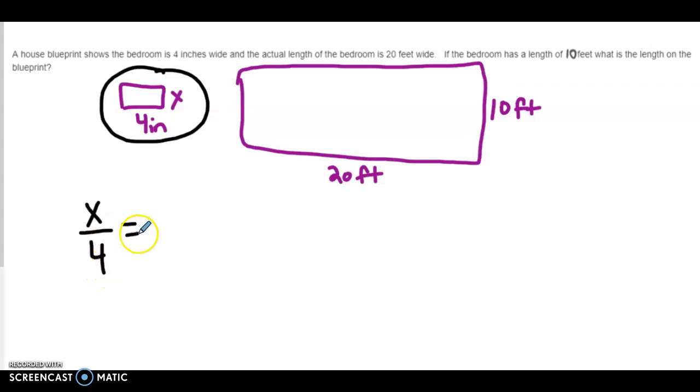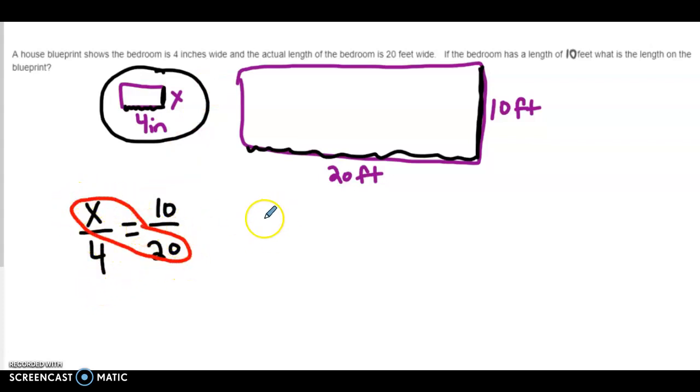Okay, now when I set up my second fraction, I just have to make sure the sides match up. So I have to ask myself, which side goes with x on the big room? And it would be this one. Those sides are proportional. So I have to use 10 on top of my fraction. And then I look over here at the 4, that was the width. So I'm going to use the width on the bottom. And then from here, we got some cross multiplying. We're going to have 20 times x equals 4 times 10.